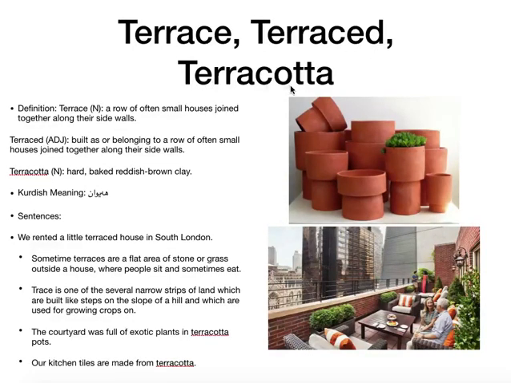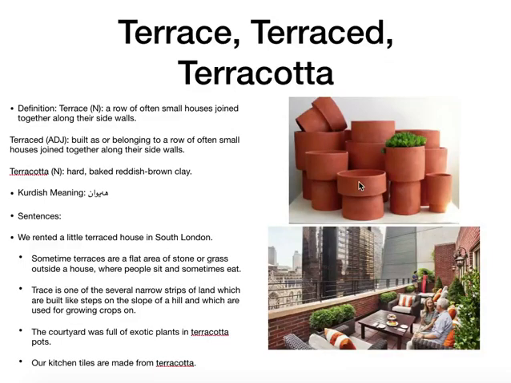Terraced and terracotta. So a terrace is a noun. It's a row of often small houses joined together along their side walls. Terraced is an adjective. It's built as or belonging to a row of often small houses joined together along their side walls. And terracotta is a hard baked reddish brown clay. So this is terracotta.